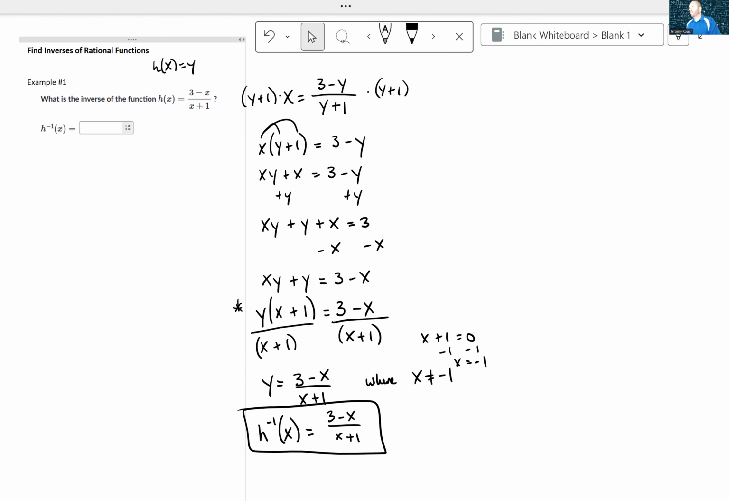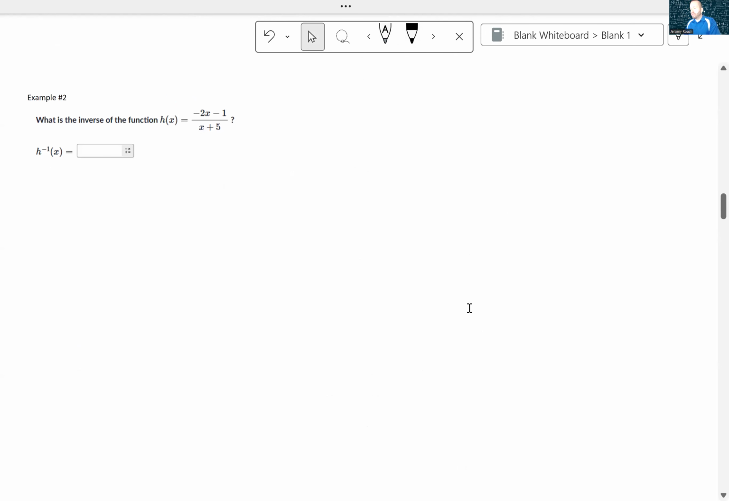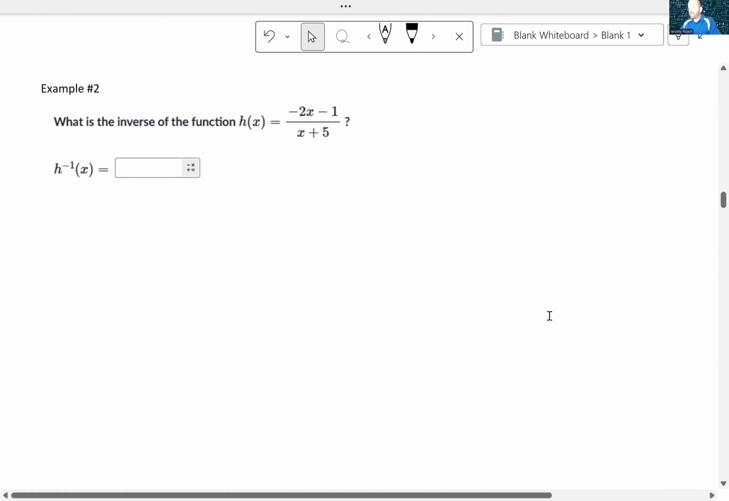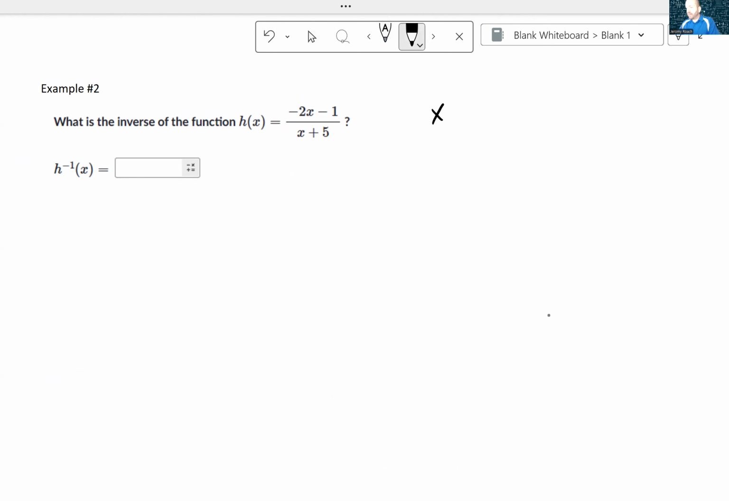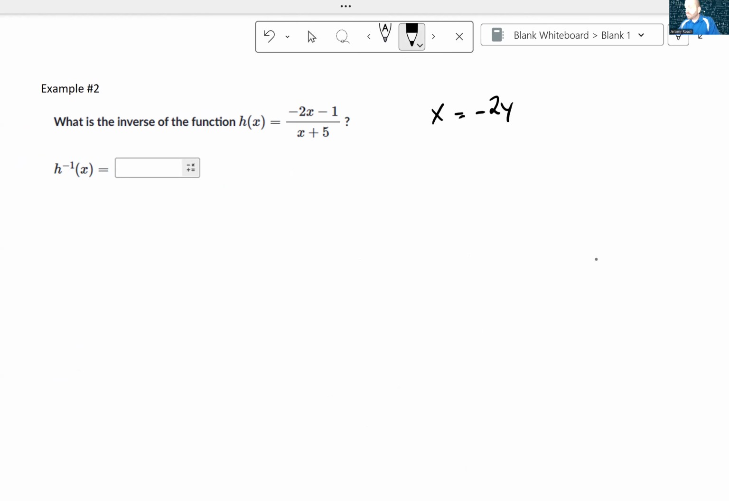Okay, we've got 3 examples planned, but we'll just do 2 because they are kind of repetitive. They're kind of the same thing. So let's look at the next one. We're going to do the same thing, swap the x's and y's. We're going to write this as x equals negative 2y minus 1 over y plus 5. I'm going to multiply by y plus 5 on both sides.